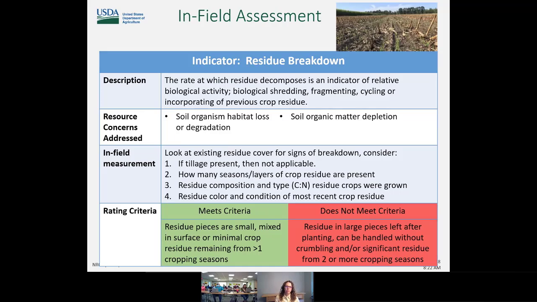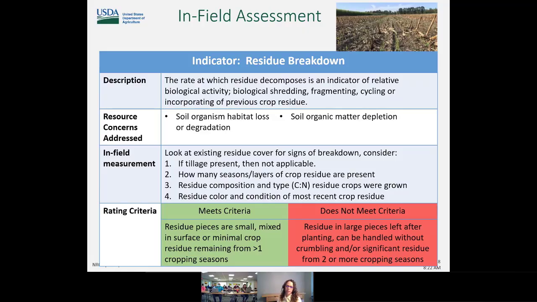So completing the in-field measurements, you can look for the existing residue cover and the signs of breakdown. If tillage is present in the system, then it's really very difficult to use this indicator at all. And you want to also have enough management history that you understand how many seasons have passed since that particular rotation and the residue that appears in the field. And so how many years or seasons and how many layers of crop residue are you expecting to see?